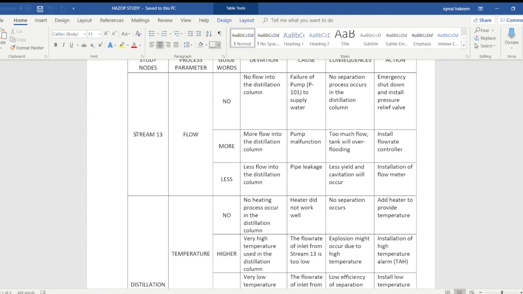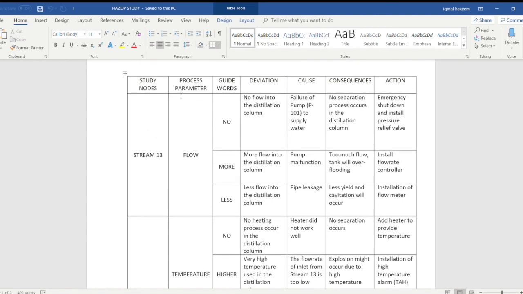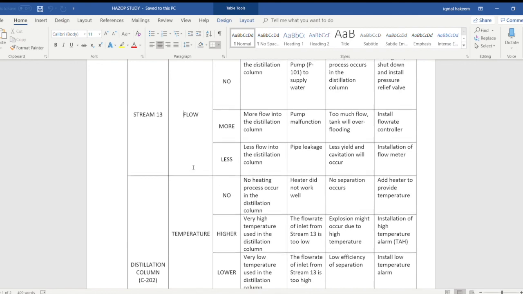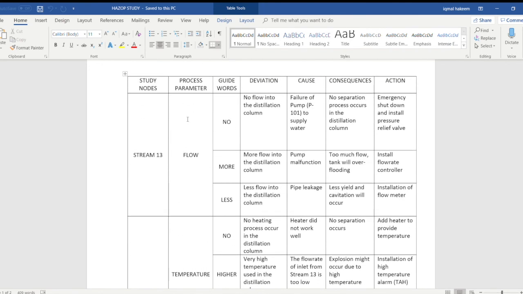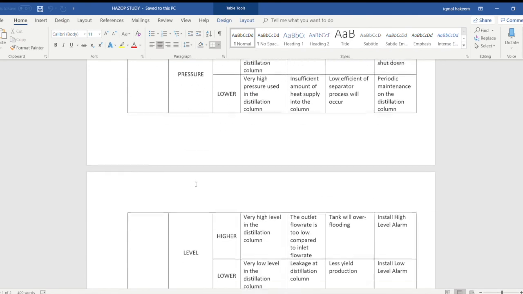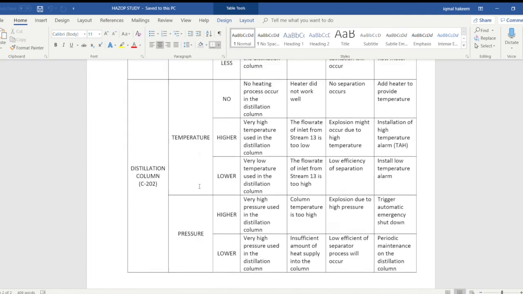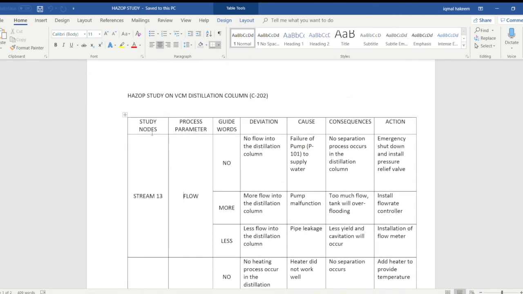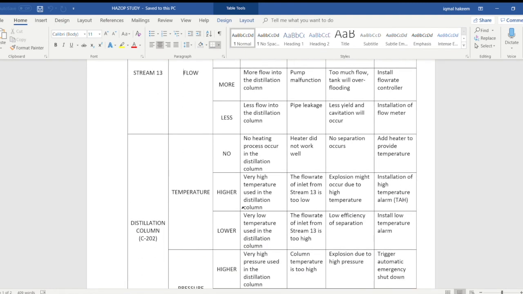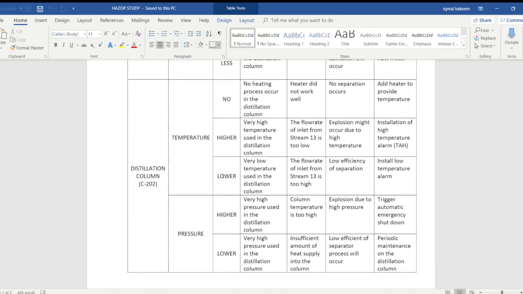So for the stream 13, our process parameter will be the flow. And for the distillation column, our process parameter will be temperature, pressure, level, reboiler, and condenser. And the label for reboiler will be E202, and for the condenser will be E203. And as you can see, we have study notes, process parameter, guide words, which is no, more, less. Sometimes it will be no, high or lower, depends on the condition.